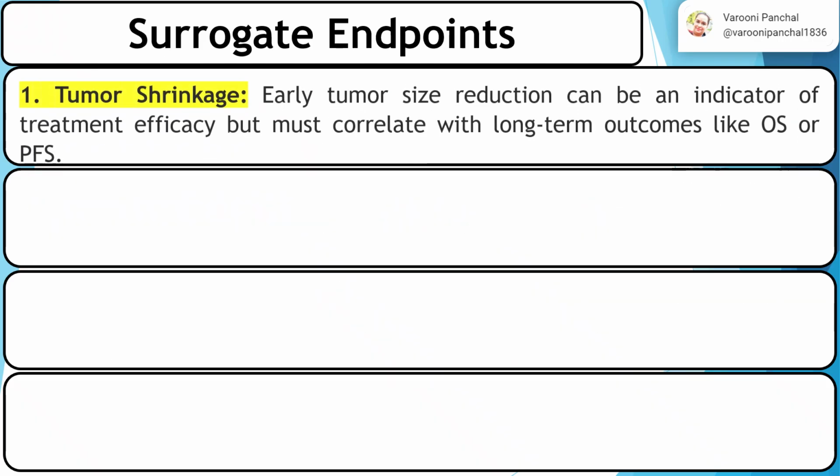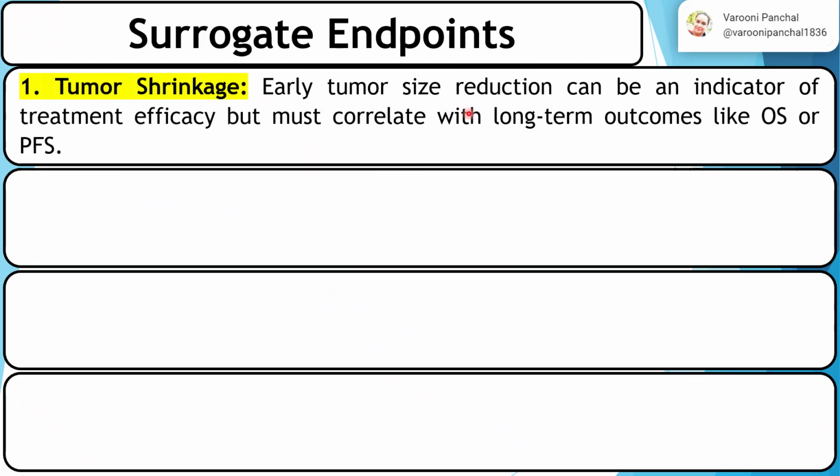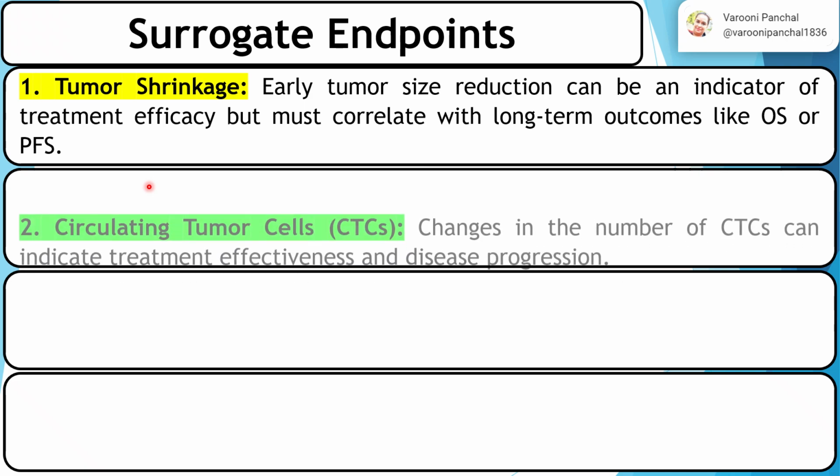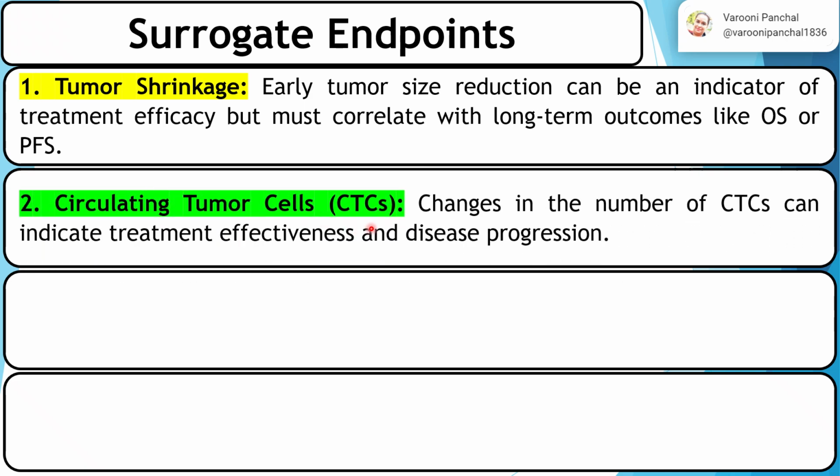Surrogate endpoints. Tumor shrinkage. Early tumor size reduction can be an indicator of treatment efficacy but must correlate with long-term outcomes like OS or PFS. Circulating tumor cells (CTCs). Changes in the number of CTCs can indicate treatment effectiveness and disease progression.